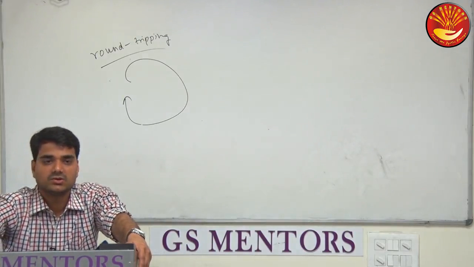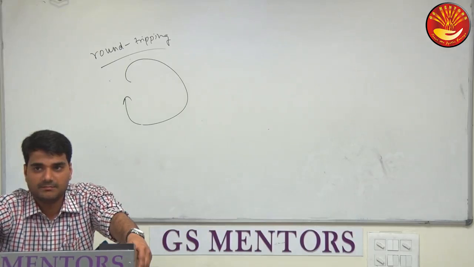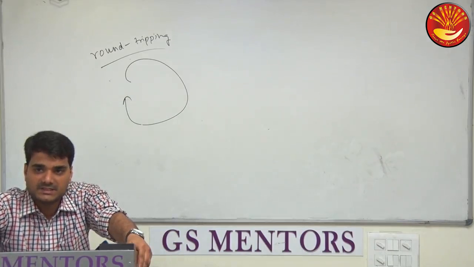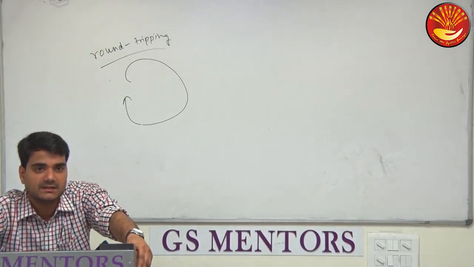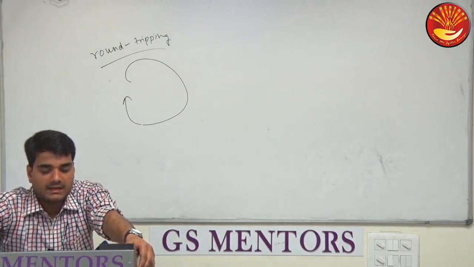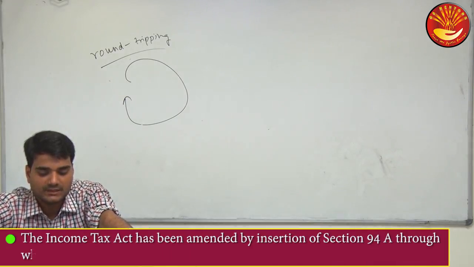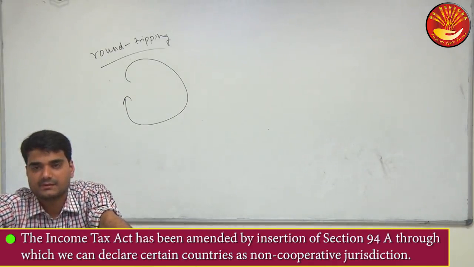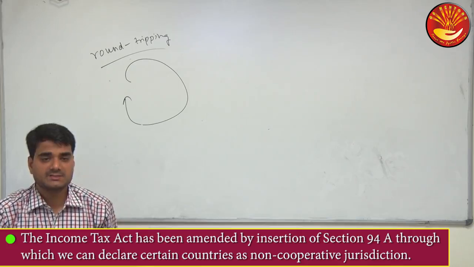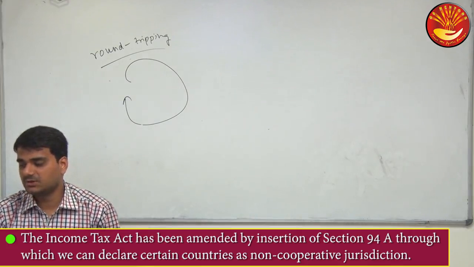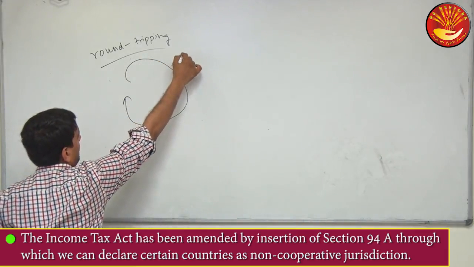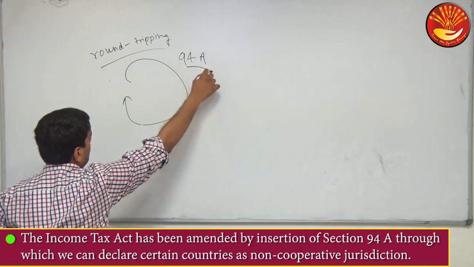And we might also put some sanctions on that. Means like businesses from that country, they might face some extra tax, a different level of withholding tax. That is the thing we are doing. So write down the Income Tax Act. The Income Tax Act has been amended by insertion of Section 94A.